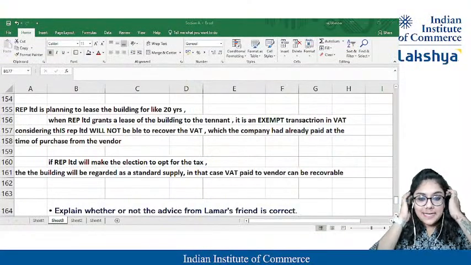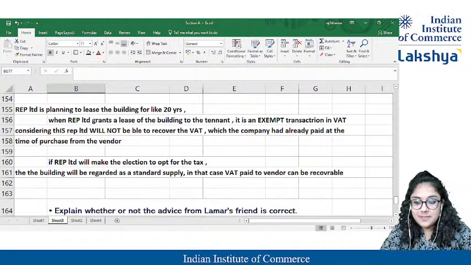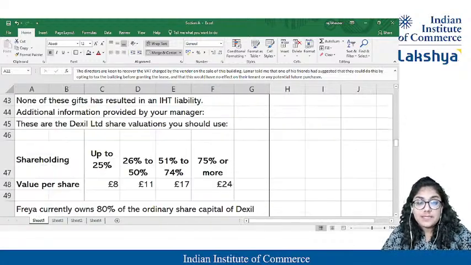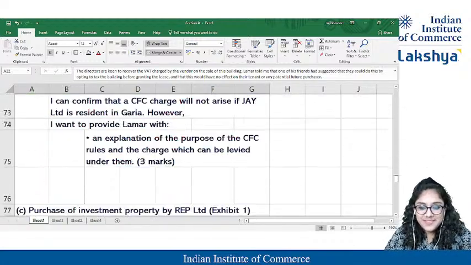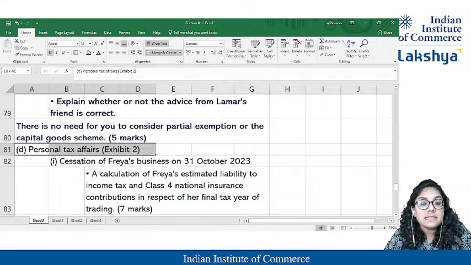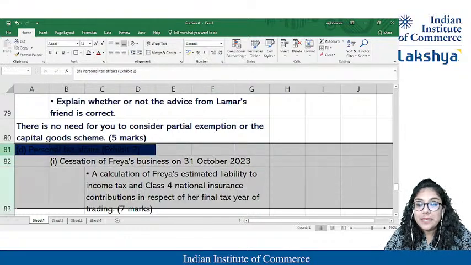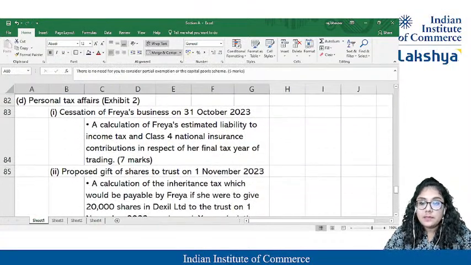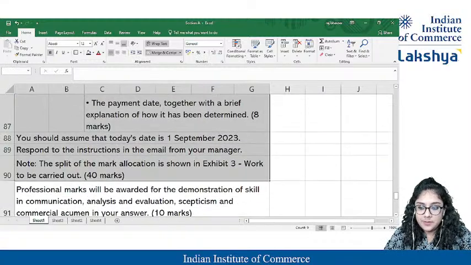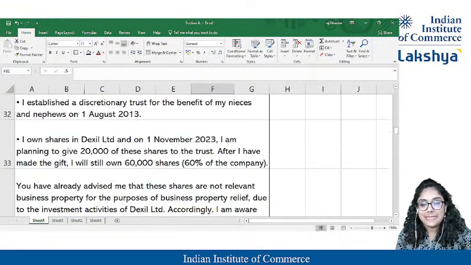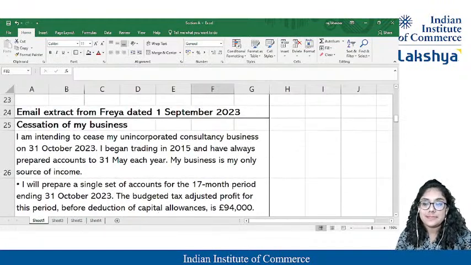Let's start with the next question. Before going ahead, we need to understand another question, but for that we need to read another exhibit. So what have they asked us? D. Personal tax affairs. For that, we are going to read Exhibit 2. All this is personal tax affairs. Let's read the second exhibit slowly.